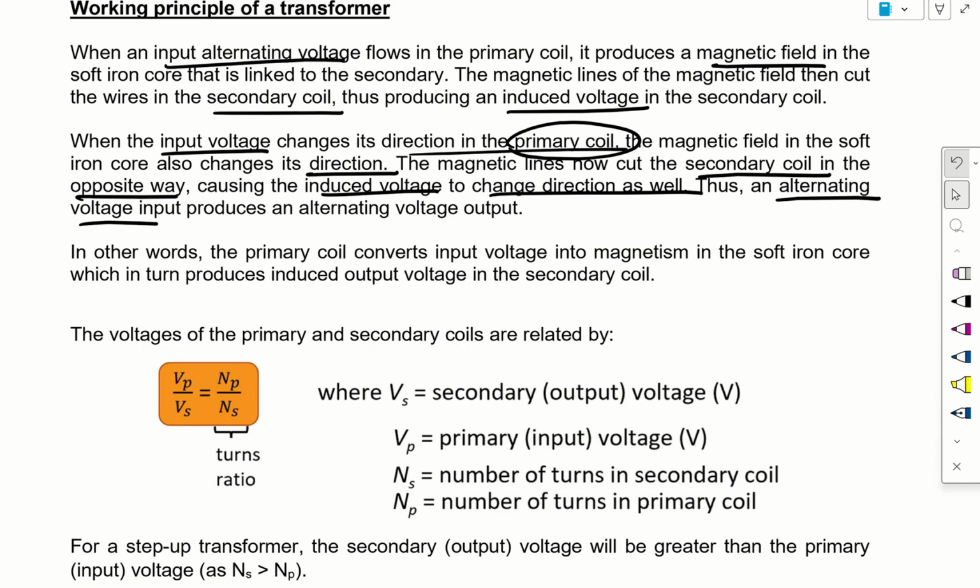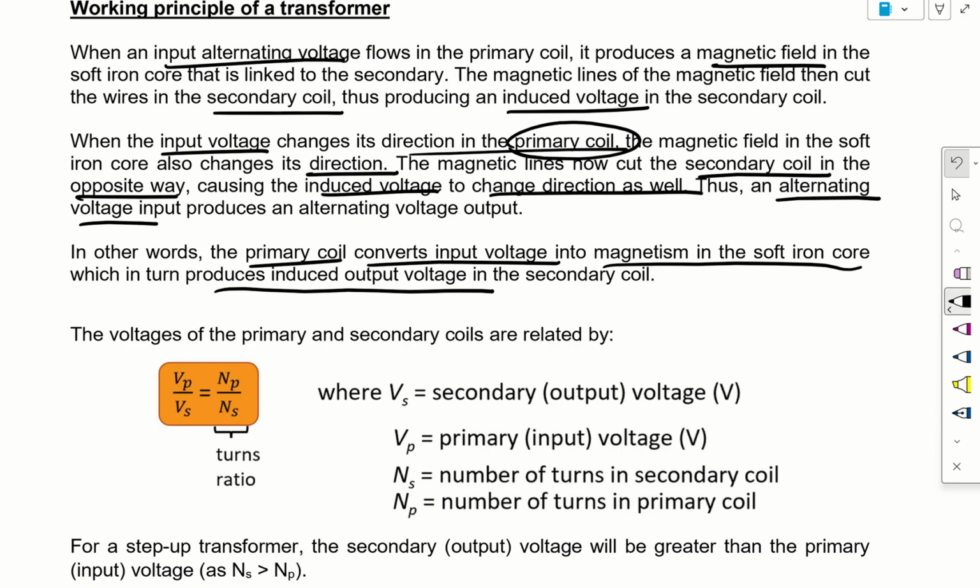So in summary, the primary coil converts the input voltage into magnetism in the soft iron core, which then produces an output voltage in the secondary coil. So the linkage between the primary and secondary coil is by the magnetic field lines.